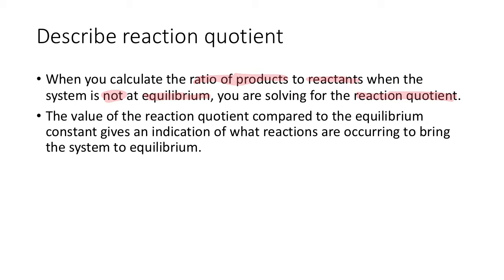The reaction quotient value compared to the equilibrium constant value gives an indication about which reactions are occurring to bring the system to equilibrium. So let's just have a think about what that actually means.